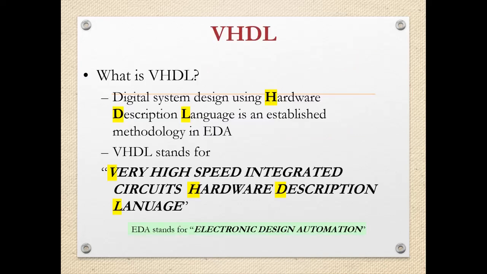What is VHDL? It is a Very High Speed Integrated Circuits Hardware Description Language. The initials are taken as V, that is very, H, that is hardware, D as description, and L as language, and it is denoted as VHDL. The digital system design using the hardware description language is an established methodology in EDA. EDA is electronic design automation.